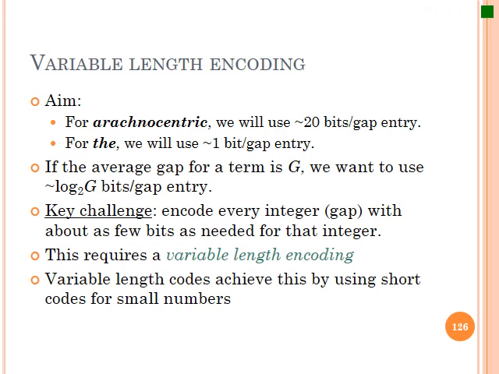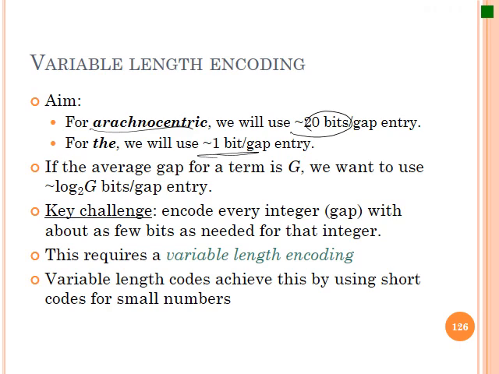So our goal is that we want to use roughly 20 bits per gap for a very rare word, but for very frequent words, we want to use roughly 1 bit per gap. Okay, so if the average gap for a term is G, we want to use log G bits per gap entry. The key challenge is to encode every integer gap with about as few bits as possible for that integer. And this requires variable length encoding.